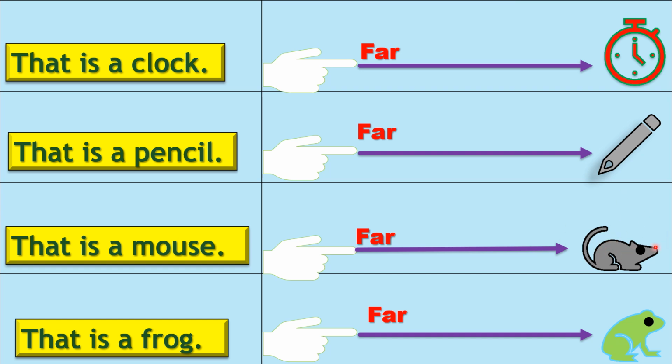Mouse is far. So we will use that. That is a mouse. Frog is far. So we will use that. That is a frog.